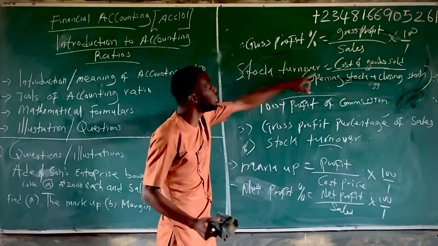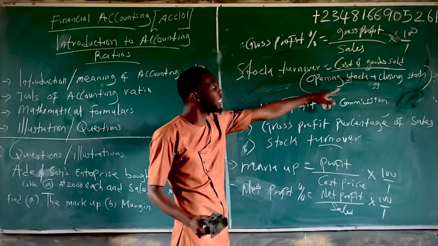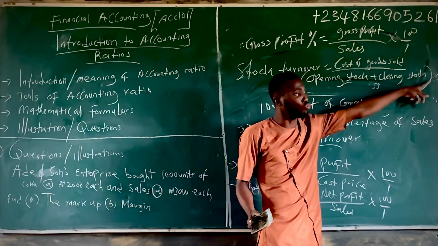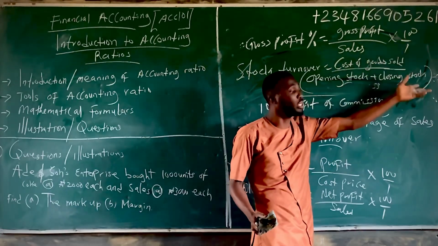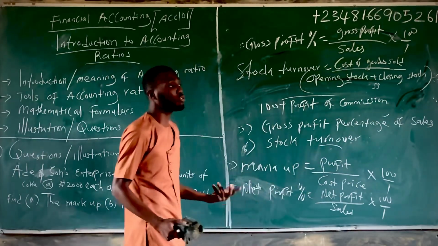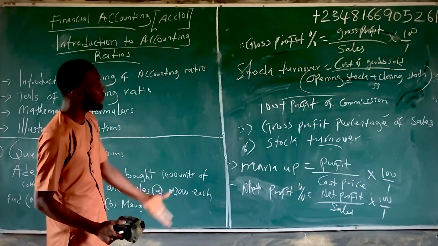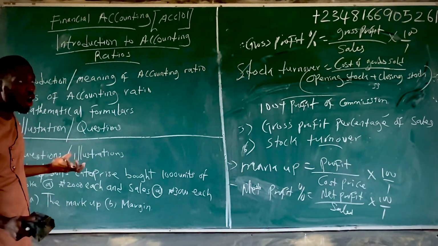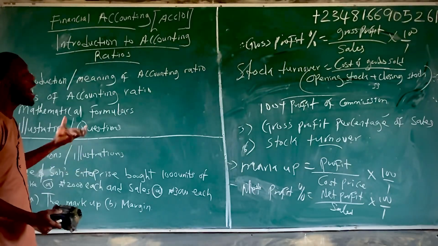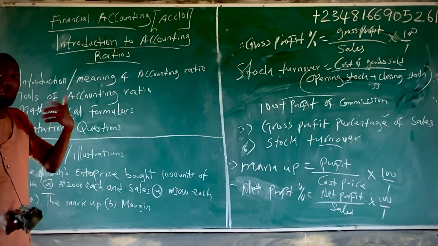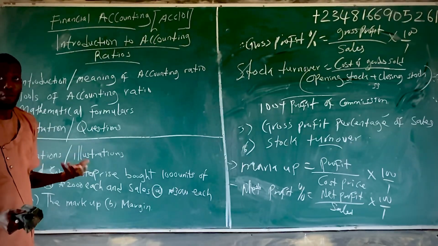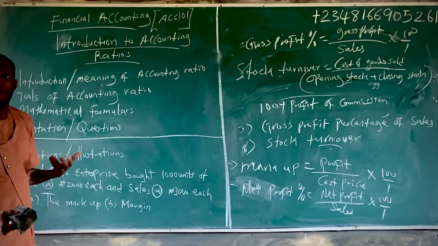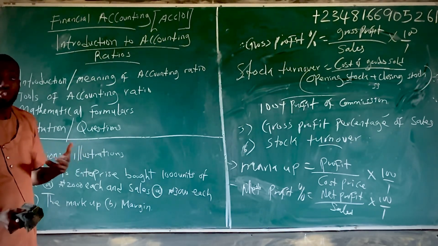What am I saying here? The numerator is the cost of goods sold standing on its own. Then the denominator is opening stock plus closing stock. After adding it, you divide it by 2. After that, you divide your cost of goods sold by what you got here. But by the time you solve questions, you will understand better. Those are the mathematical formulas for each of these tools. All these things we are doing are tools under accounting ratios to measure the performance of every business organization, to analyze your profits and your stock, that is what you have available in your warehouse, your stock turnover.